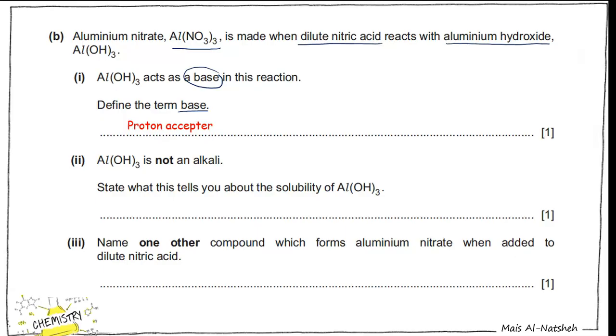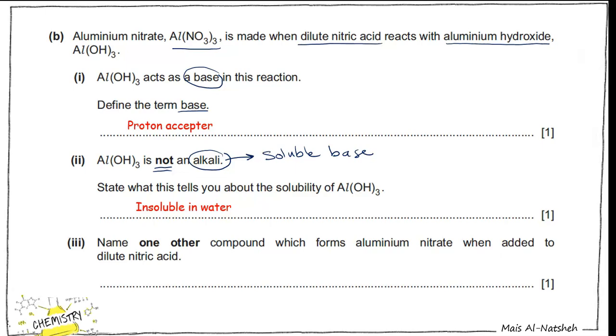Al(OH)3, or aluminum hydroxide, is not an alkali. Suggest what this tells you about the solubility of aluminum hydroxide. What is the meaning of alkali? An alkali is a soluble base. So because it is not an alkali, that means aluminum hydroxide is insoluble in water.